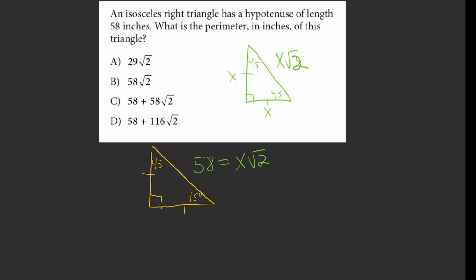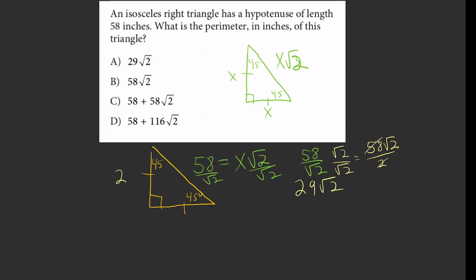So if I want to solve for x, I need to divide both sides of the equation by square root of 2. So I get 58 divided by square root of 2. Probably want to simplify that, get that radical out of the bottom, because we're going to add for the perimeter. So I'm going to multiply top and bottom by square root of 2. That gives 58 square root of 2 over square root of 2 times square root of 2, which is 2. Now I can do 58 divided by 2, and I get 29 square root of 2. So each of these legs is 29 square root of 2.